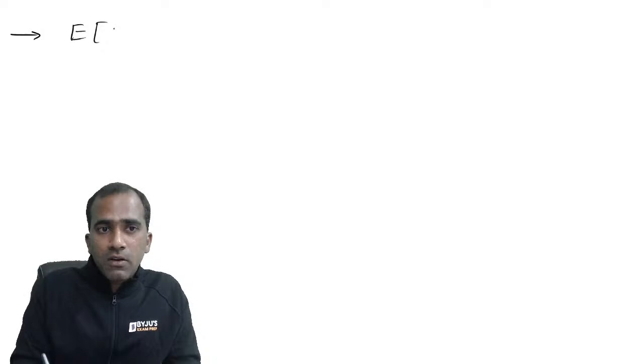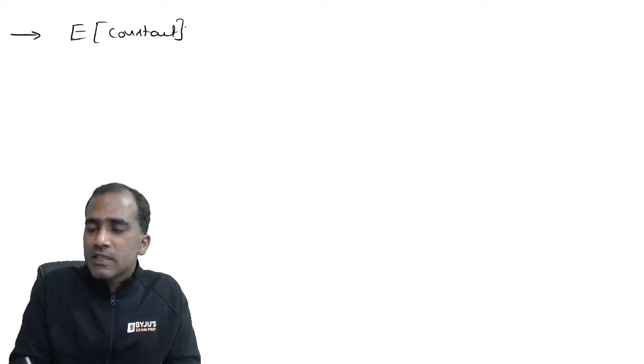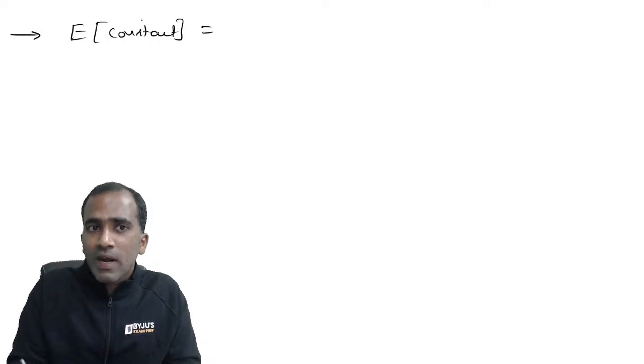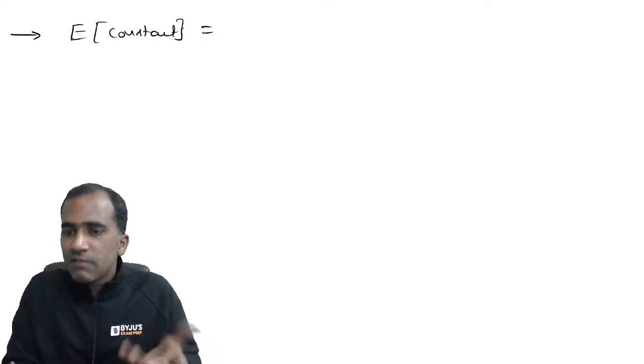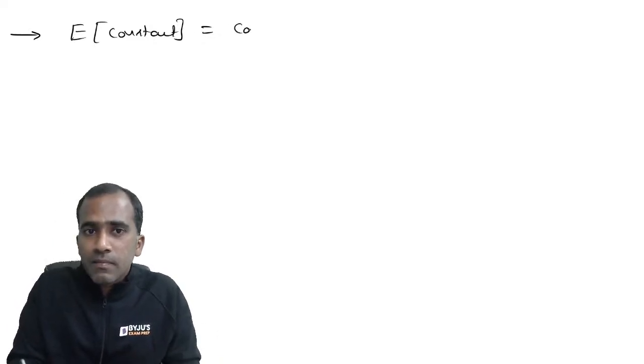Before understanding, I just want to recollect something here for you. Try to understand the basic fundamentals regarding expectation. Expectation of a constant, what is it? Can you tell me? Expectation is integration with respect to the random variable. There is no randomness here. If there is no randomness, there is no need to expect anything. Even if you try to expect also, it will be the same thing. It is the same constant. Expectation of k is k.